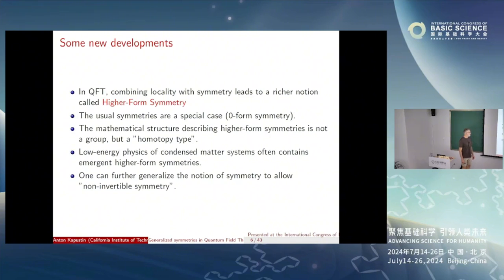Anyway, another important lesson from this development is that low energy physics of condensed matter systems often contains emergent higher form symmetries, even though typically you don't have microscopic higher form symmetries. People also consider even further generalizations, non-invertible symmetries, for example, and subsystem symmetries, but I will not talk about those.